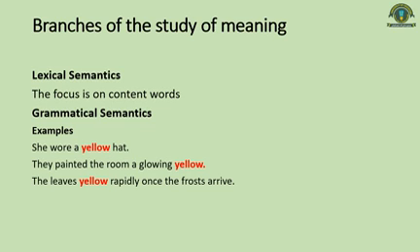Now we'll discuss various branches of the study of meaning which are used in language. We can say there is lexical semantics, then grammatical semantics, logical semantics, and we can also talk about linguistic pragmatics. Students, first of all, I would like to discuss lexical semantics, what it is and what its focus is.